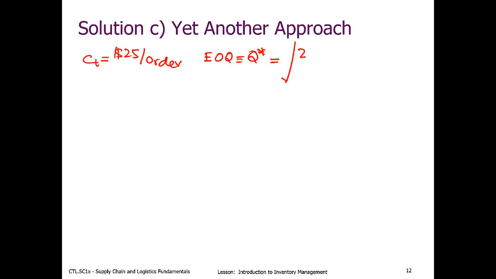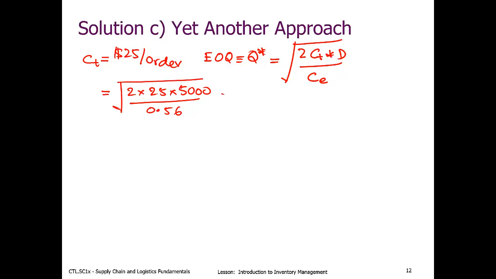Well, we have all these values. We have the CT, we have the demand, and we have the cost of having excess inventory. So let's substitute these values, which is 2 times 25 times 5,000 divided by 0.56, and this gives us a new EOQ value of 668 units.